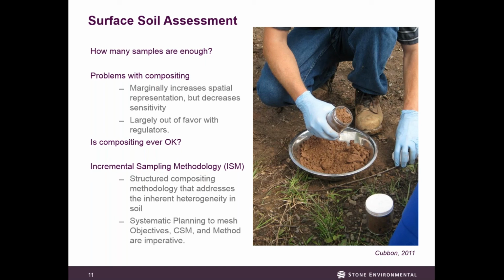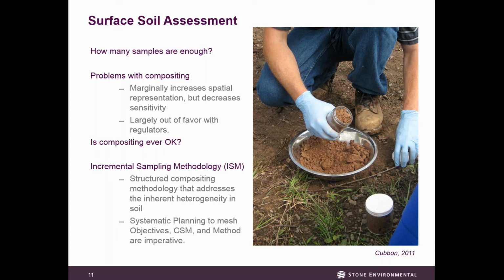Is compositing ever okay? I actually would say yes, but only, in my mind, to get this sample, the one that goes to the landfill. If you have a stockpile and you need to characterize the soil to go to a landfill. Yeah. Any sample greater than a grain of sand is a composite. So, what's your interpretation of what's a grab and what's a composite?